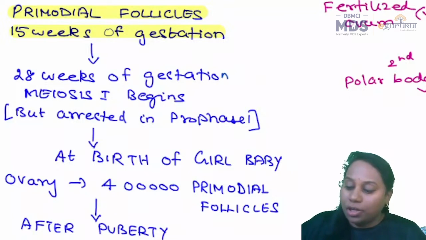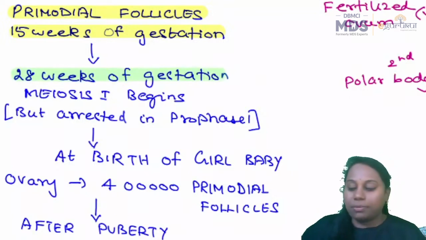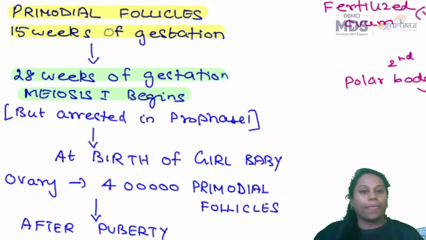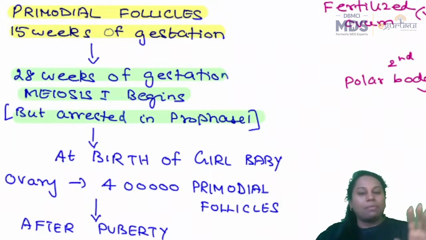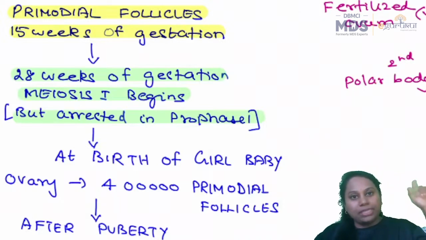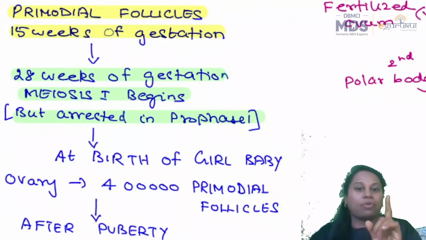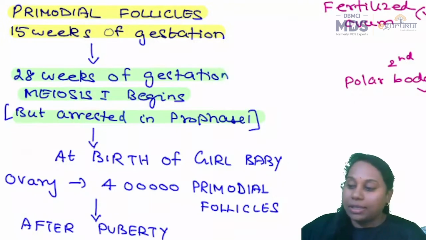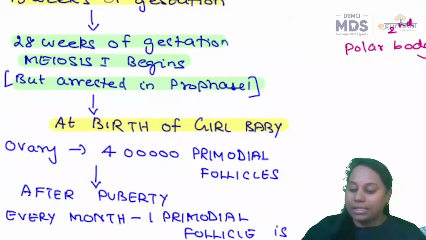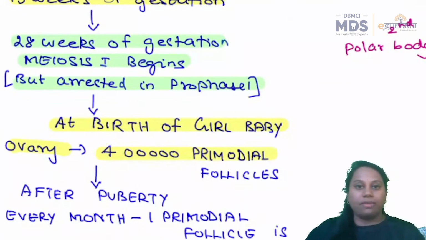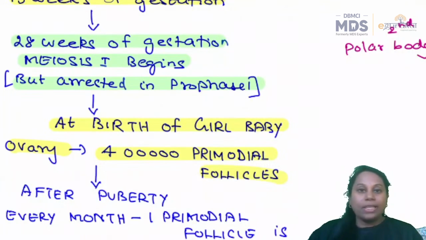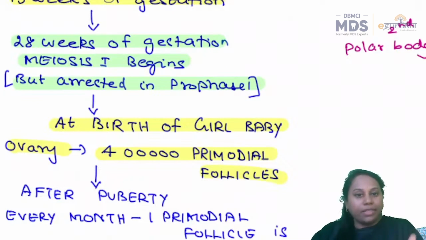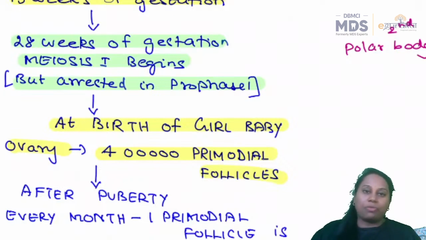At around 28 weeks of gestation, meiosis 1 begins, but is arrested in prophase 1 itself. Meiosis 1 starts, but stops there. Even before birth, it starts and stops at prophase 1. So at the time of birth of a girl baby, the ovary has around 4 lakh primordial follicles. They are ready. When this girl baby is born, the ovary has 4 lakh primordial follicles.